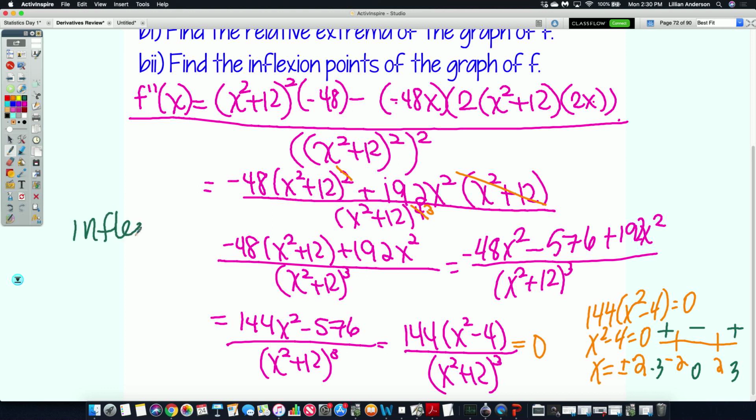And how do I find the y coordinate of these inflection points? You plug them into the first derivative. Not the first derivative, the OG function. Anytime I'm ever looking for a corresponding y value, I always plug it into the original function.